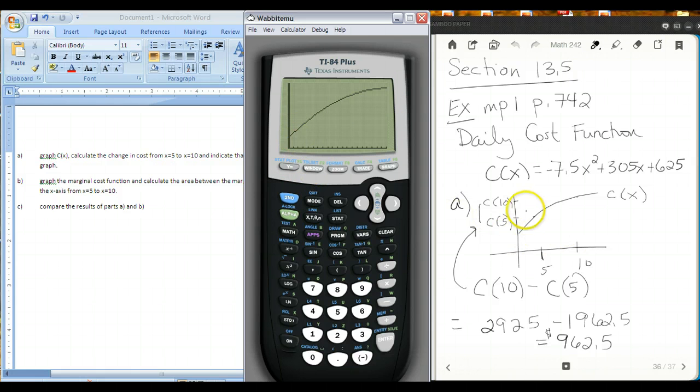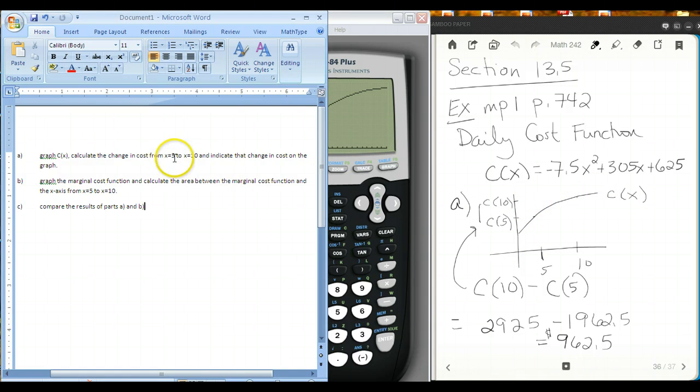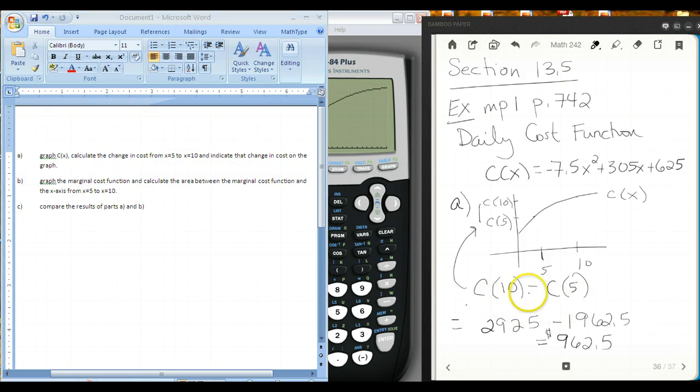Notice on our paper here I've already produced a little sketch for us. There's C of x here. And now we want to calculate the change in the cost when I change production levels, when I go from 5 to 10. The change in the cost from one production level to the next is the difference between the costs at those levels. So the change in cost is represented by this difference: if I take the cost at 10 and subtract away the cost at 5, that gives me the change in cost from going from 5 to 10.